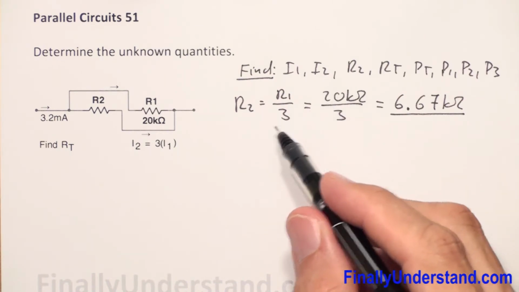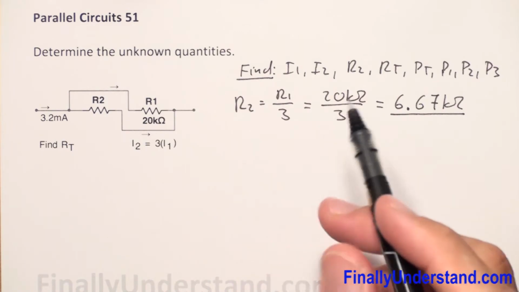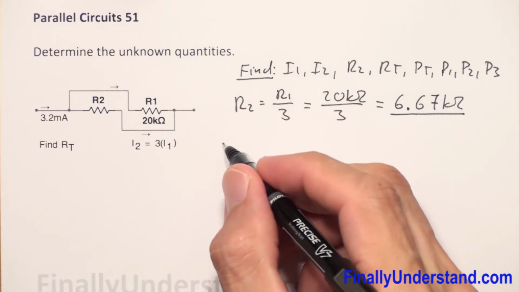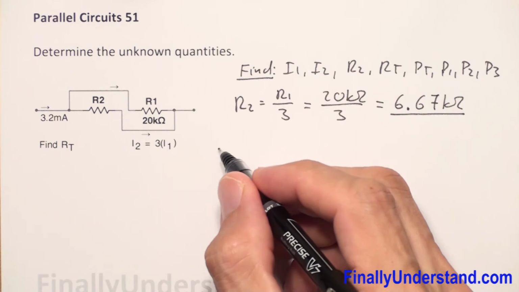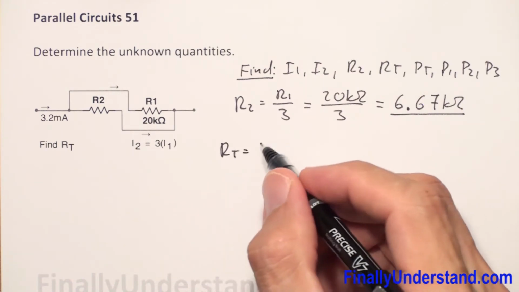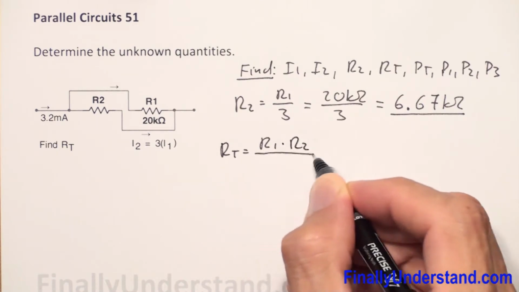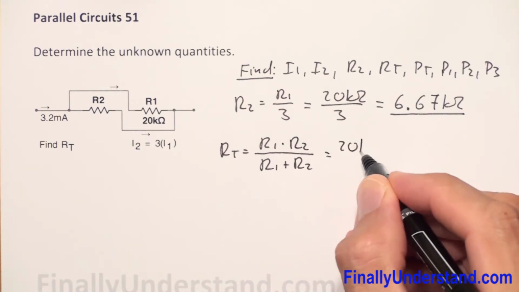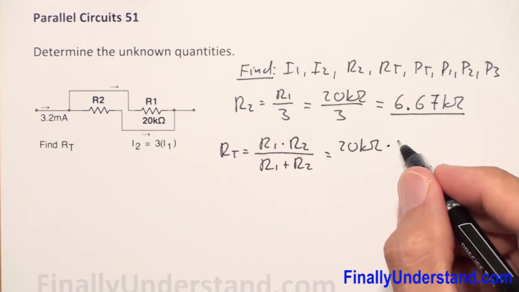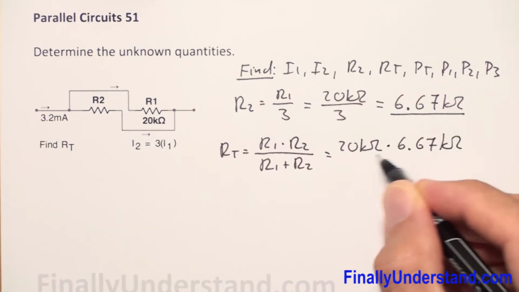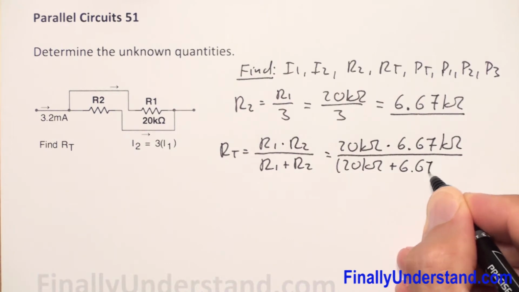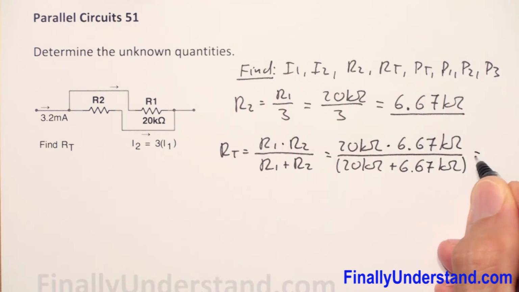When we have resistances R1 and R2, we can use the current divider rule. In order to use the current divider rule, we're supposed to find total resistance first. R total is equal R1 times R2 over R1 plus R2, where R1 is equal 20 kilo ohms, R2 is equal 6.67 kilo ohms, divided by 20 kilo ohms plus 6.67 kilo ohms.